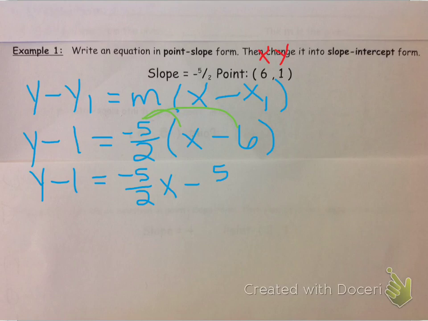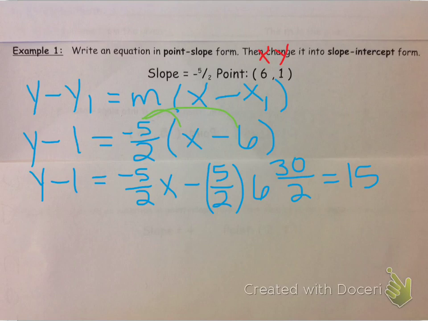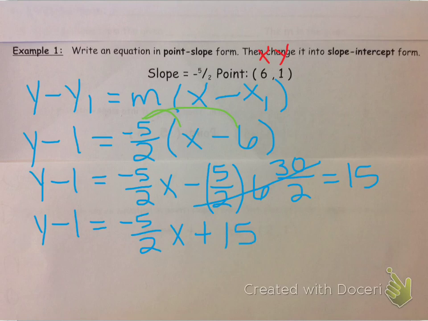So we have minus 5 over 2 times 6. Okay, so 5 times 6 is 30, and we have over 2 left over, which equals 15. So all this is 15. So y minus 1 equals negative 5 over 2x plus 15, okay, from our negative right here.